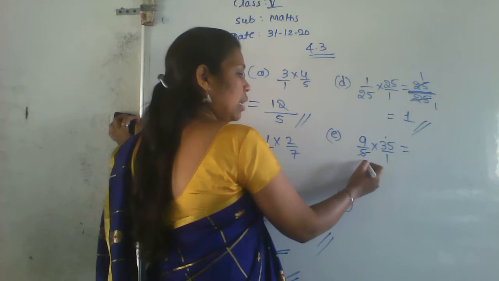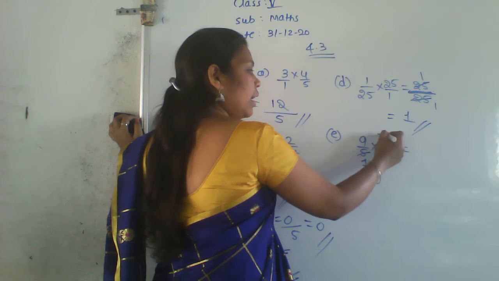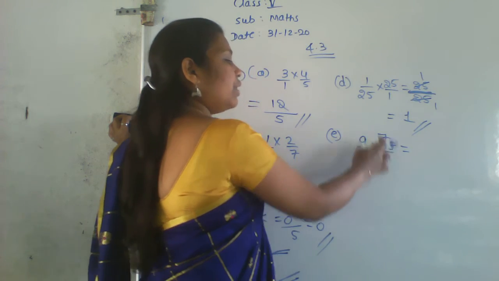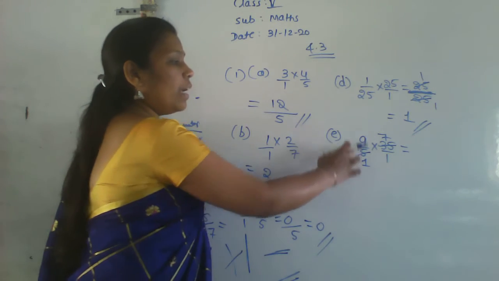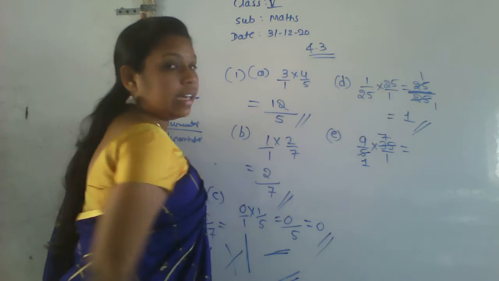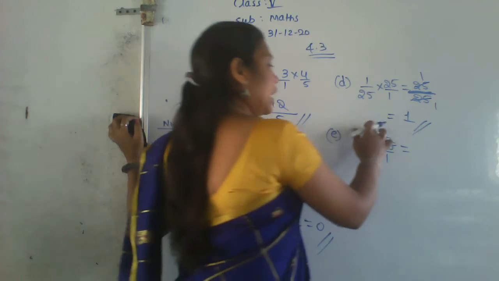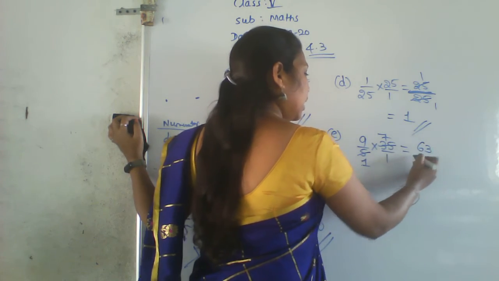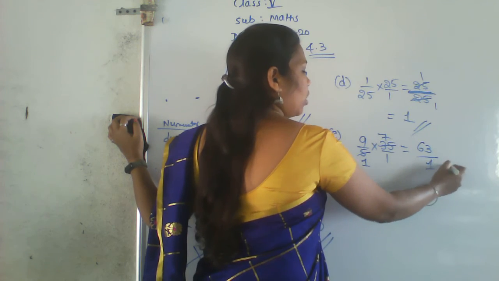So here 5 ones are 5, and 5 sevens are 35. What is left here in the numerator? In the numerator, 9 into 7 is left. 9 into 7 is 63. Here 1 into 1 is 1. So 63 by 1 is the answer.